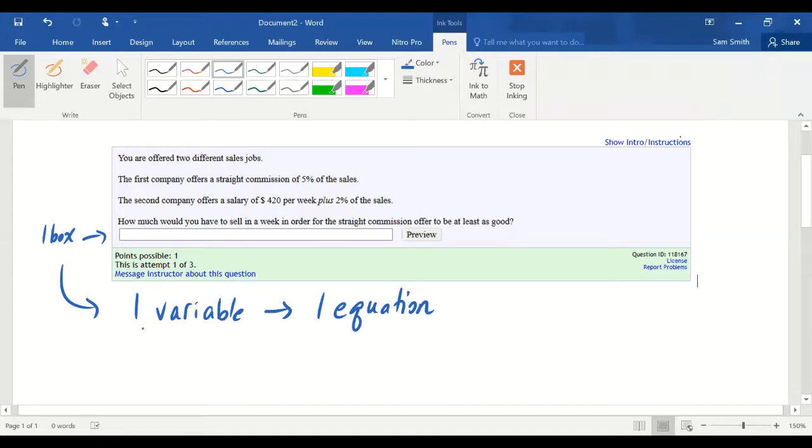Okay, now what will the variable represent? If I choose a variable of x, for example, that variable will represent what the question is asking for. How much would you have to sell in a week in order for your commission offer to be at least as good as this other offer? So I'm going to let x represent the quantity that this question looks for. How much to sell? Essentially, how much in sales, for sure.